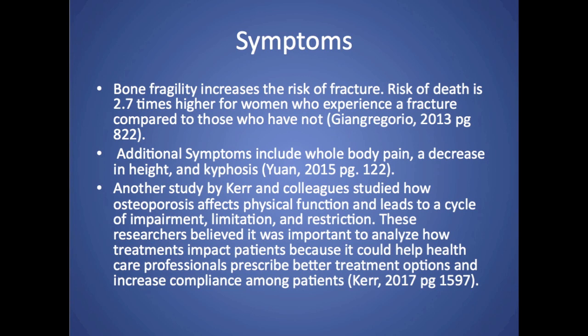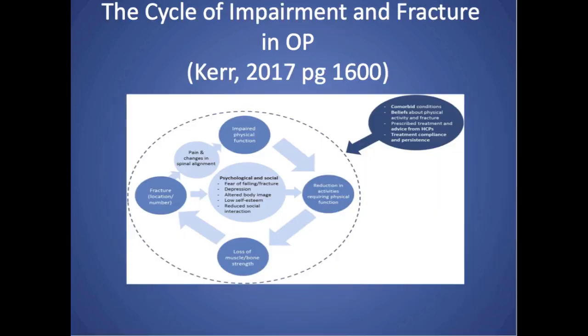Another study by Kerr and colleagues studied how osteoporosis affects physical function and leads to a cycle of impairment, limitation, and restriction. These researchers believed it was important to analyze how treatments impact patients because it could help healthcare professionals prescribe better treatment options and increase compliance among patients. This figure represents the cycle of impairment and fracture in Kerr's study. As you can see, a fracture can have psychological and social impacts.